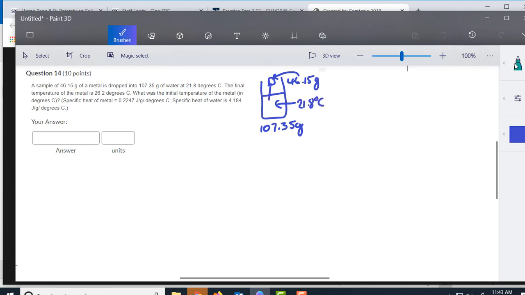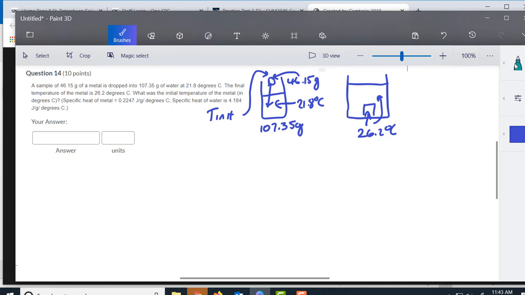So then what happens is that the metal goes into the water, and the new temperature is 26.2 degrees Celsius, but this happens to be the temperature of both the metal and the water. So what we're going to do is figure out now what the initial temperature of the iron is. So T init of the metal, doesn't necessarily mean iron, but it could be any metal there. But we need to first of all look at the heat that was released into the water.